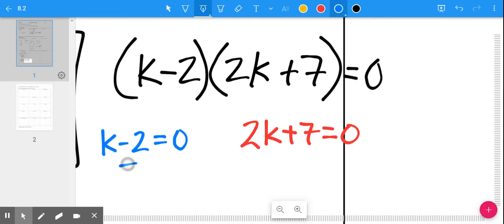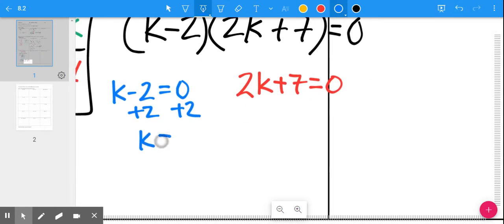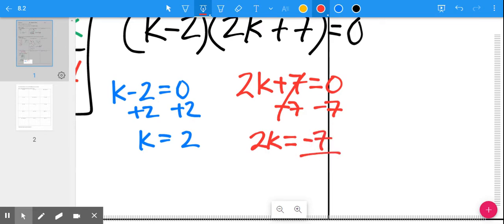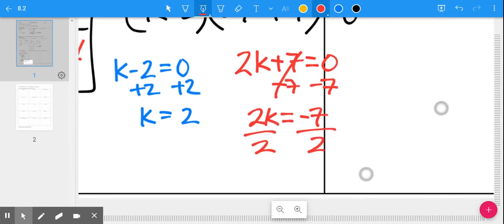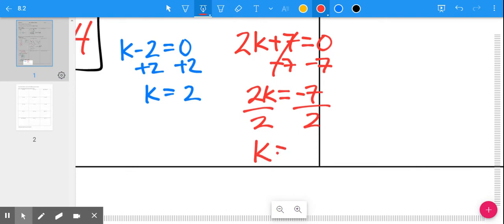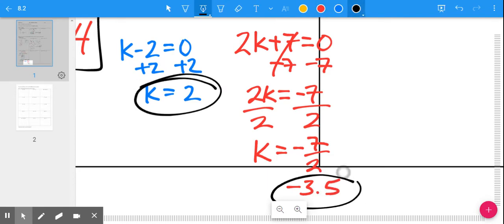When you add 2 to both sides, k equals 2. And then for the other one, subtract 7 from both sides. 2k equals negative 7. Divide to get rid of your coefficient 2, and k equals negative 7 over 2, or negative 3.5. So those are your two x-intercepts, your zeros, your roots.